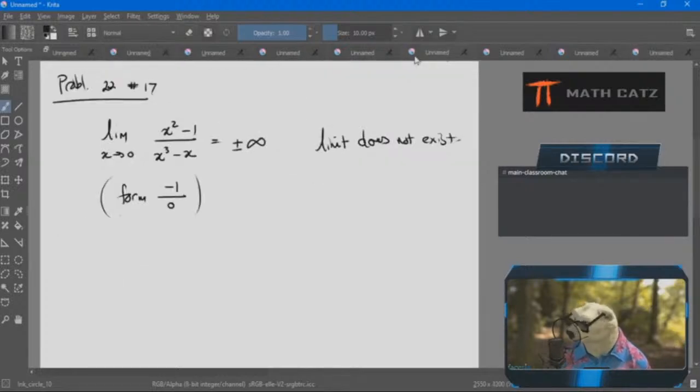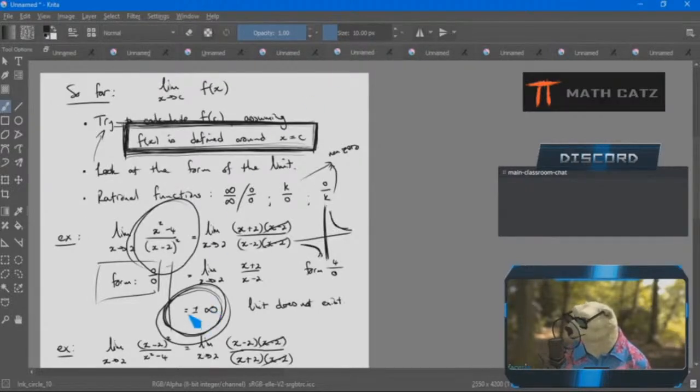Where is this one? This one? Nope, not that one. This one. We really can't say any of this, unfortunately. So let's just redo that one. X plus 2, x minus 2.